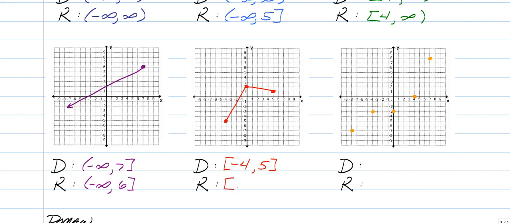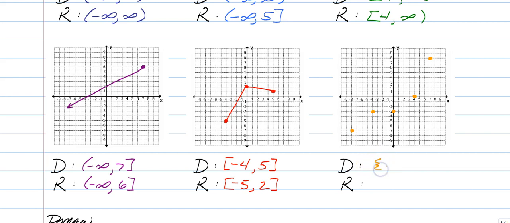For the range, the lowest y value we will have in this is a -5, and the biggest y value we will have is 2. So those 3 should have been fairly simple. But this next one is a little different because they're not connected by a line.